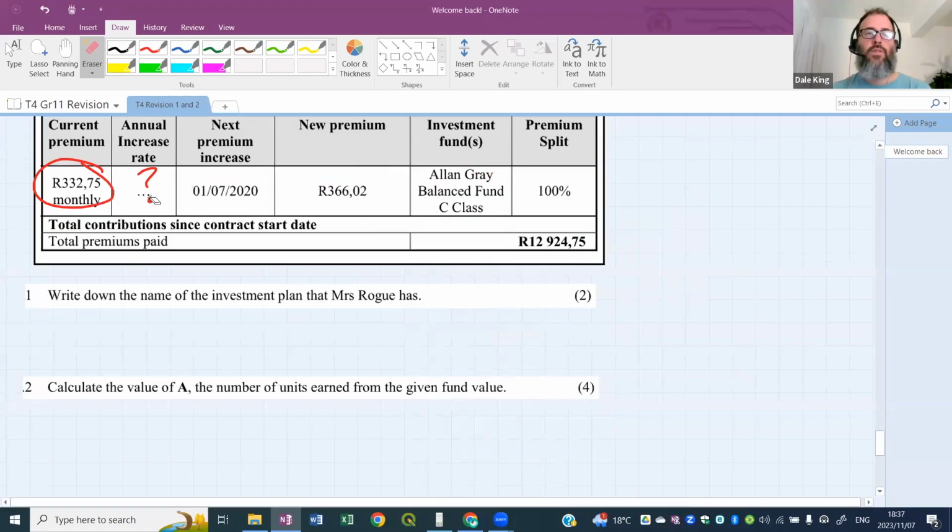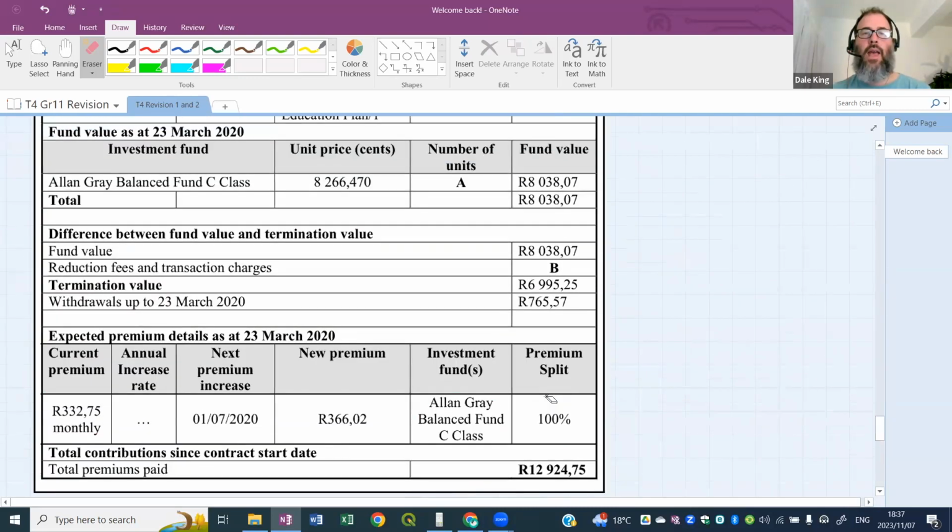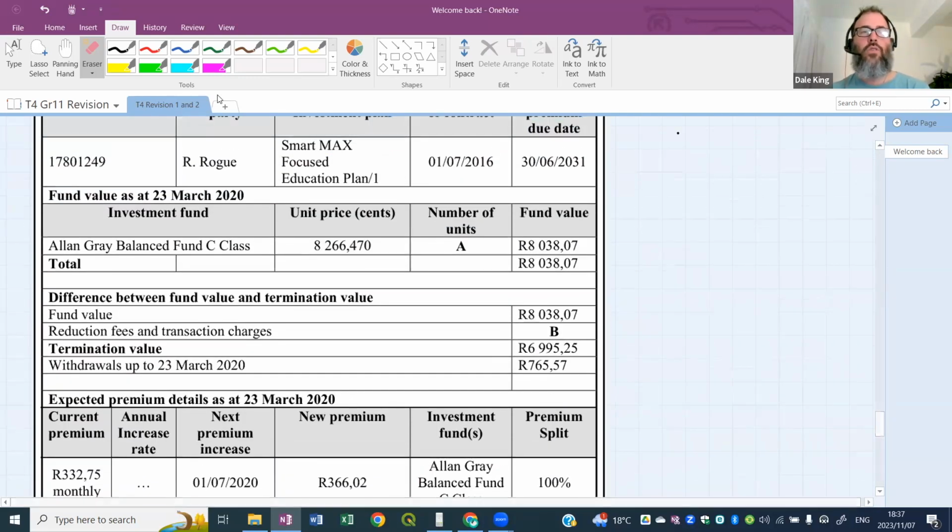All right, let's erase all the instructions. Number 2, calculate the value of A, the number of units earned from the given fund value. What is A? The number of units earned from the given fund value. So let's have a look here. We have a unit price, a price per unit in cents. This is how many units this person has, and therefore this is the value of all those units.